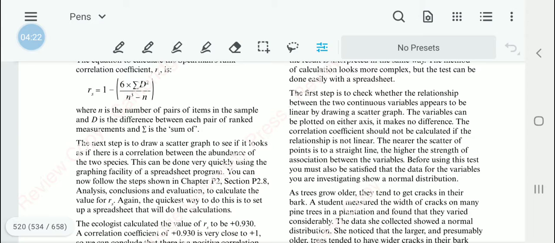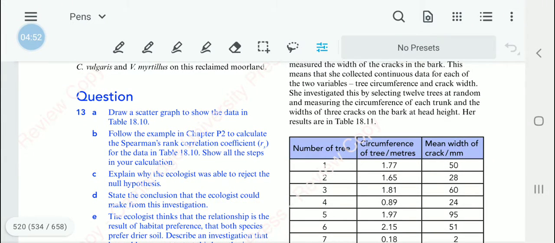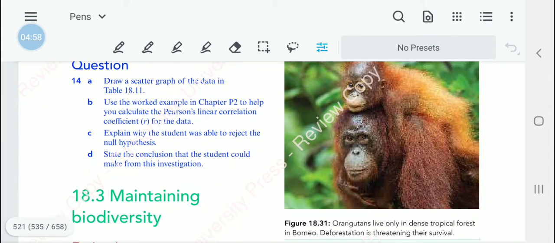The variables can be plotted on either axis. It would not make any difference. And if this relationship is not linear, the correlation coefficient is not calculated, and we need to make sure that the variables show a normal distribution before we decide to use Pearson's linear correlation. I hope you understood.